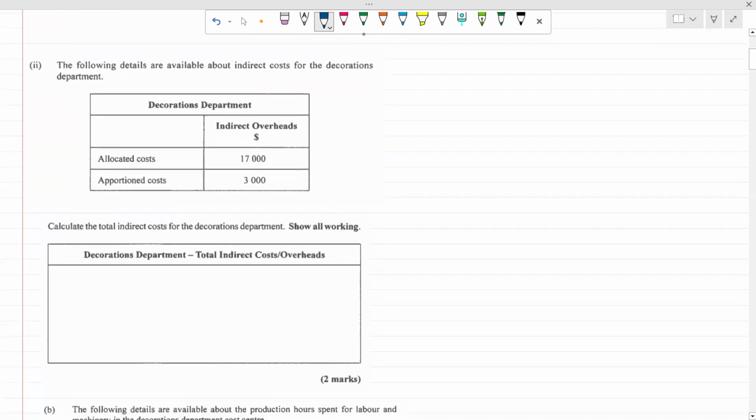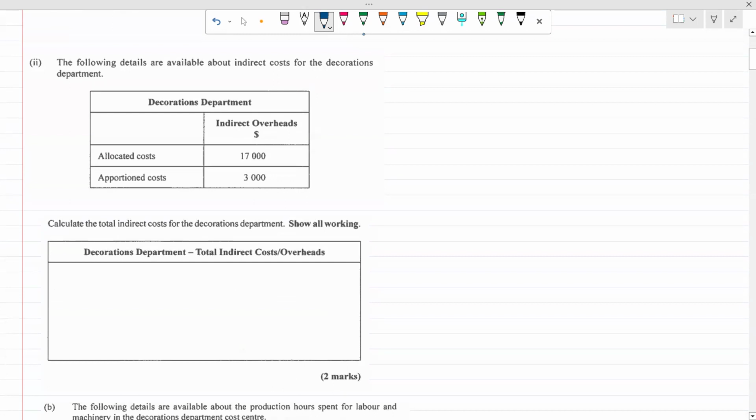The following details are available about indirect costs for the decorations department. So there's the allotted costs and there's the apportioned costs. Allotted costs are those that could be easily assigned to the decoration department. Apportioned costs are those that are shared amongst many different departments. So this could be things like electricity, rent, so we have to apportion it to the different departments.